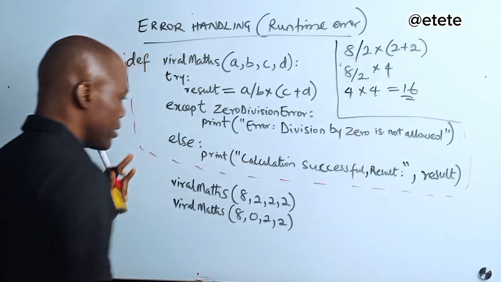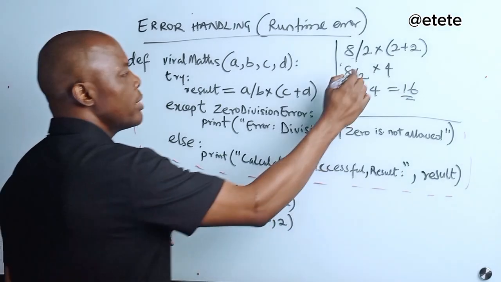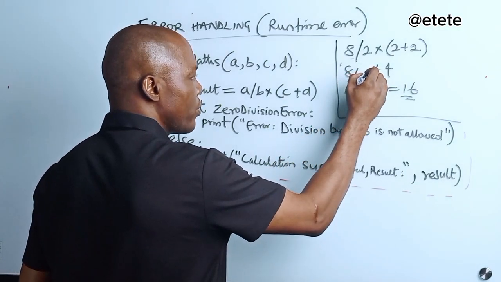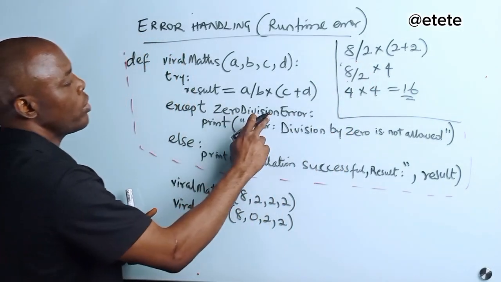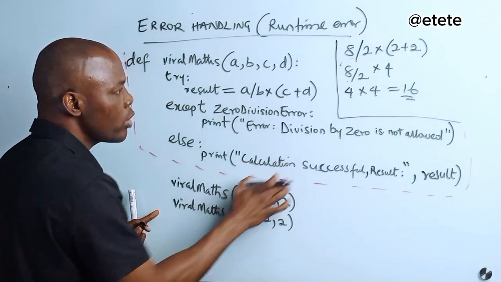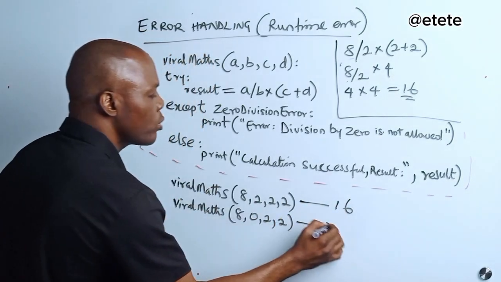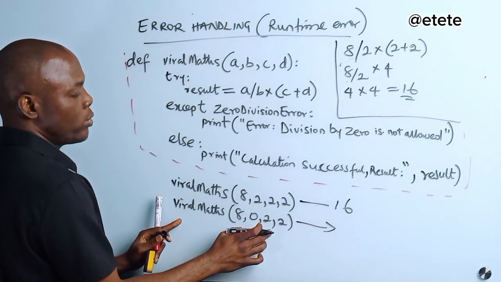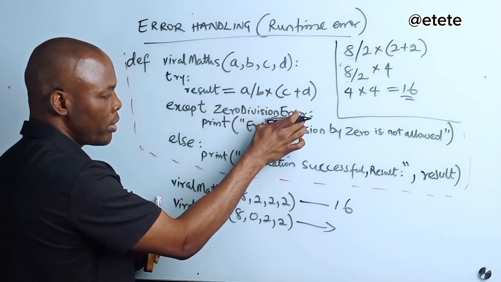16. Now, if I try the same thing with this one, this place will become 0. And once you try to divide, it will throw you this error, zero division error. So this one will give you an output of 16, while trying this one will give you zero division error.